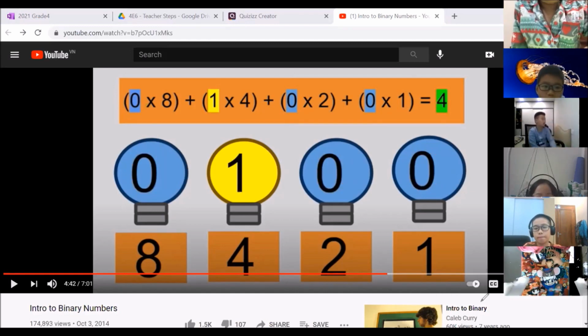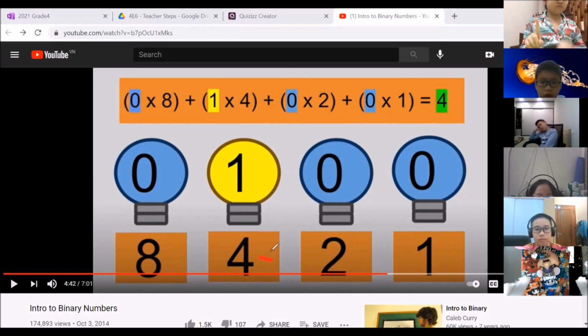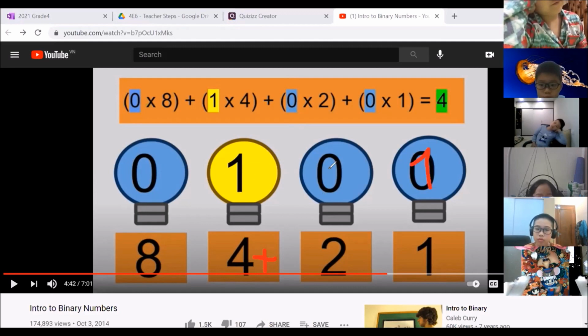How can we make 5? We need 4 plus 1. Good. So we put a 1 in here. Then we had 0, 1, 0, 1, which is basically 4 plus 1, which is 5.